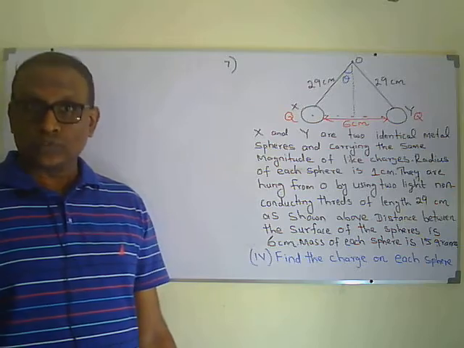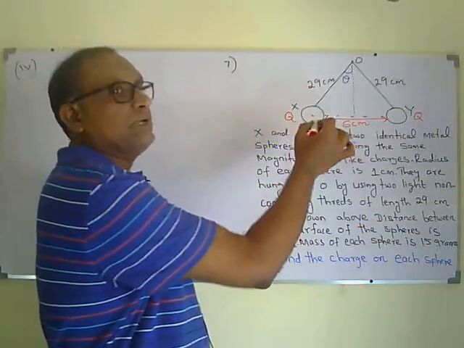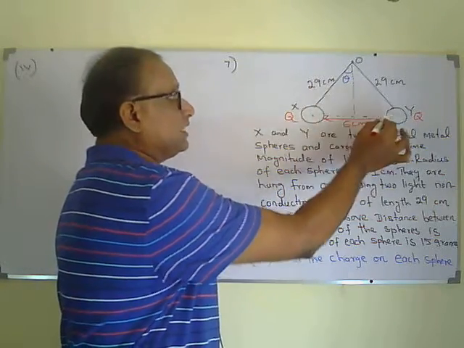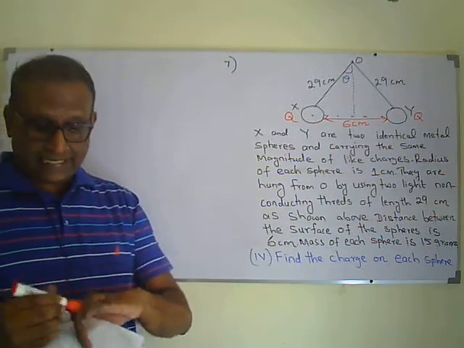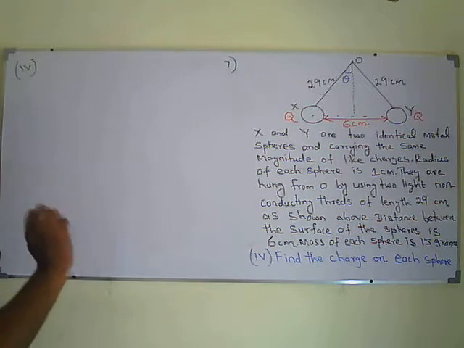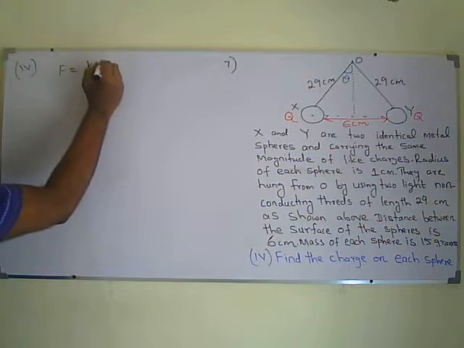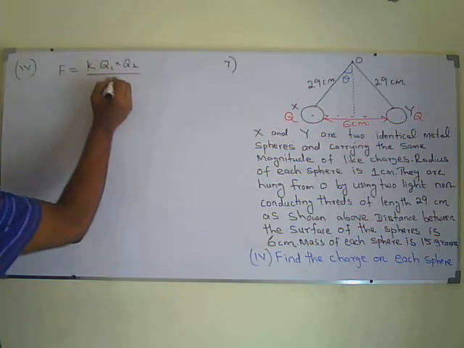I can use Coulomb's law, F equals K Q1 Q2 over R squared. The distance between the two charges is not 6. It should be from center to center, because we are taking the charges as concentrated at their centers. I already found the electrostatic force in the previous part, and now I'm going to use F equals K Q1 Q2 over R squared.